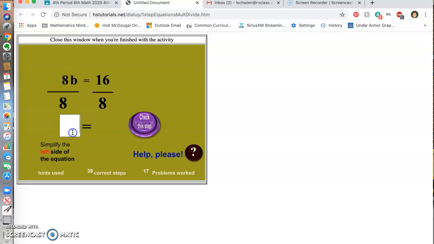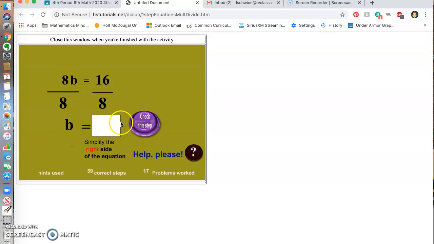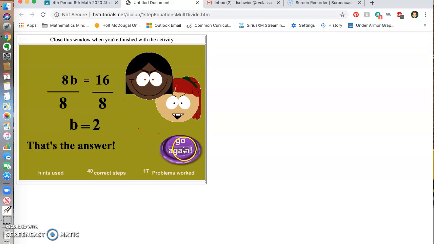Cancel those out. That leaves you with b equals 16 divided by 8 is 2. Be careful that you divide there, don't subtract. I get a lot of 8's here as wrong answers. 16. Say it to yourself, 16 divided by 8 is 2.